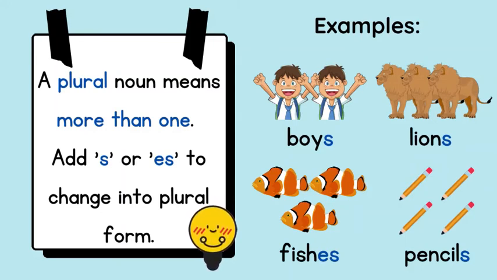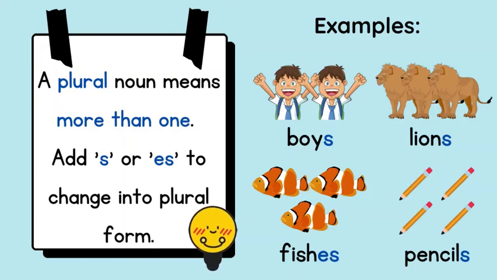For example, look at the pictures. Try to count. How many boys are there? One, two. Two boys. How about the lions? Three lions and four pencils. Look at the blue letter. For plural nouns, we need to add s after the word. For example, for boy, we will change into boys.